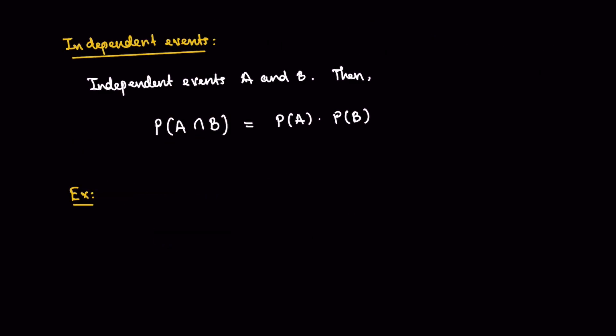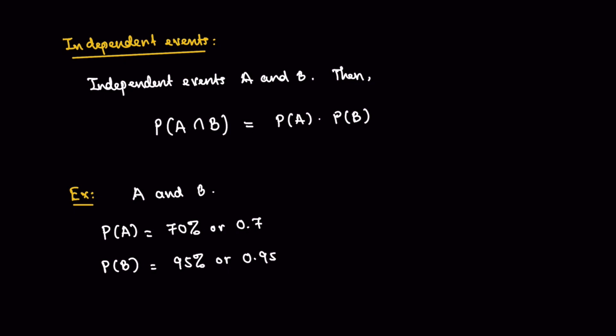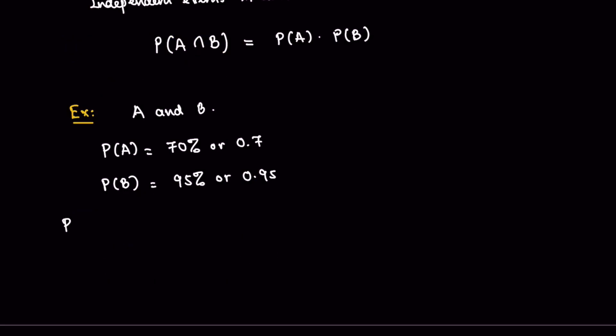You have two students in a class. One is student A and the other student is B. They both take a final exam on discrete mathematics, and the probability that A is going to pass is 70%, and the probability that B passes the test is 95%. So I want to find the probability that A or B or both pass the exam. So I want to know the probability of A union with B.